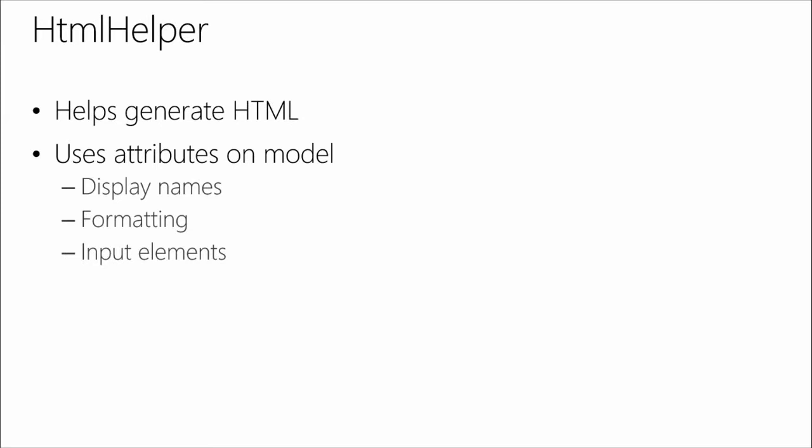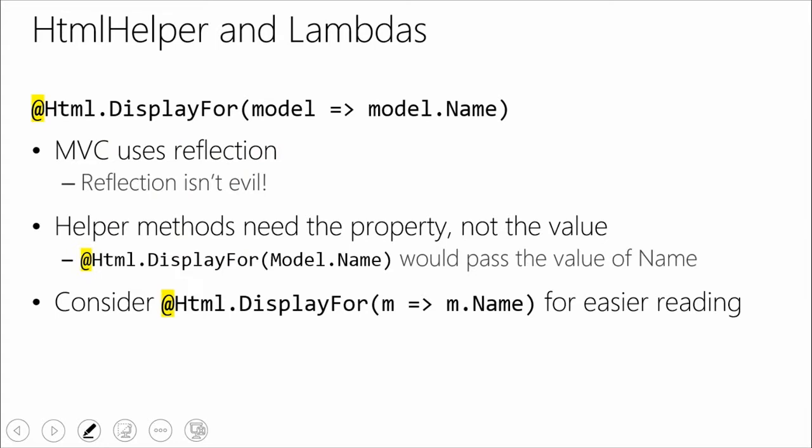And that is where the HTML helper comes into play. The HTML helper is going to use all the attributes to figure out what the display names are supposed to be, to figure out what the formatting is supposed to be, and to figure out what the input elements are supposed to be. So you'll notice, for example, that we have an HTML display for. That will automatically use those attributes. So if we had set up a display format maybe for currency, display for will automatically read that.